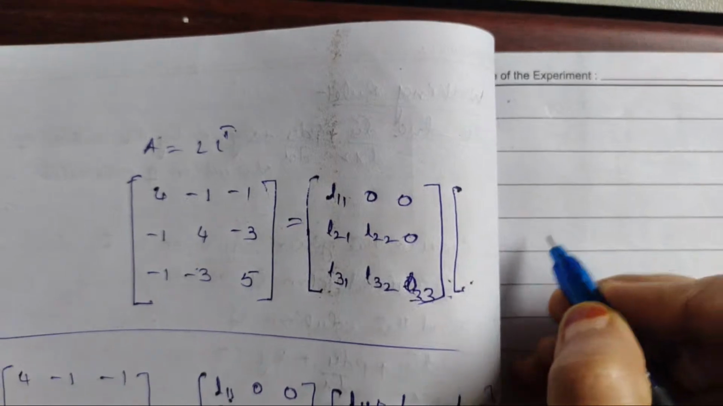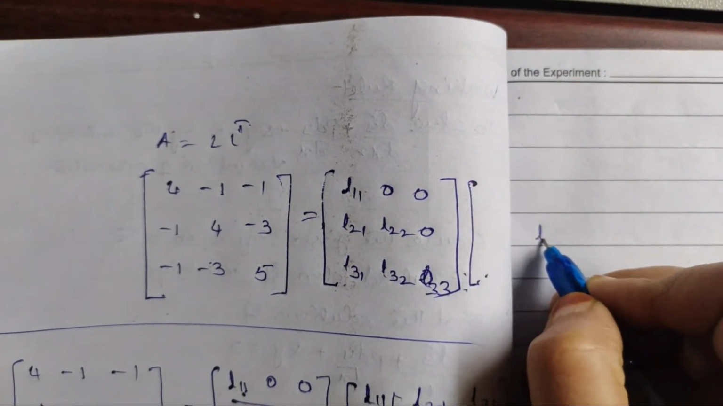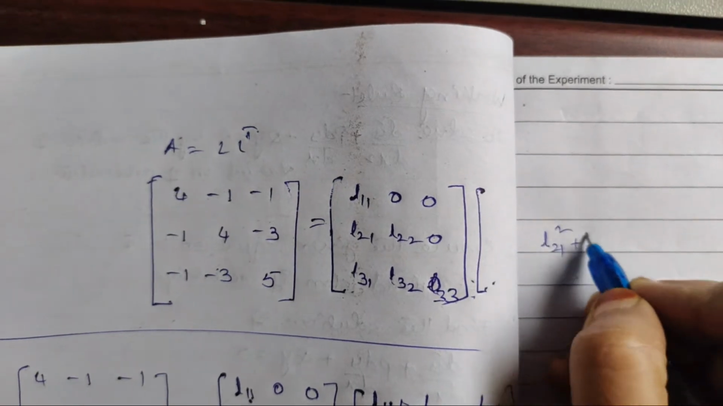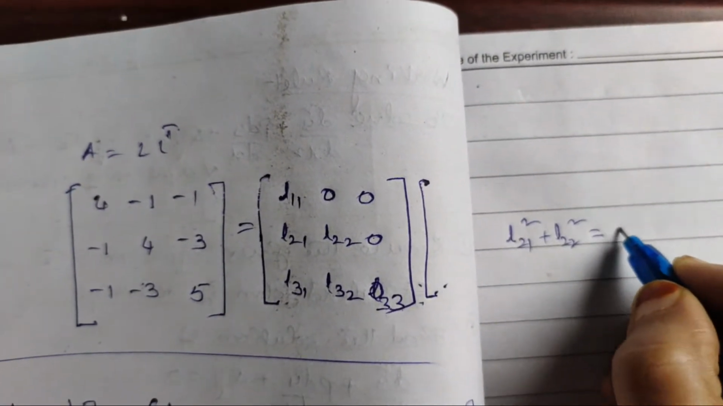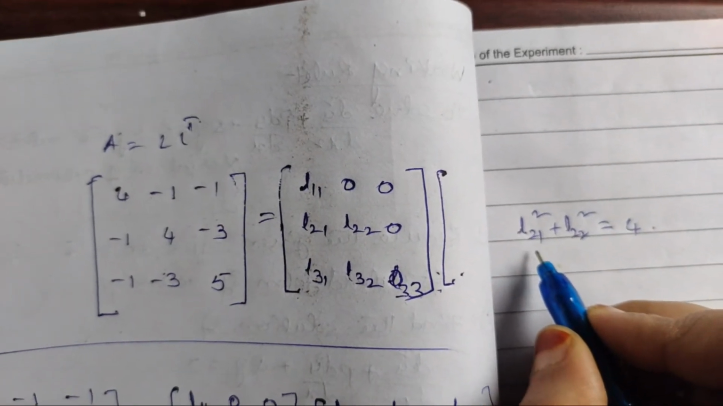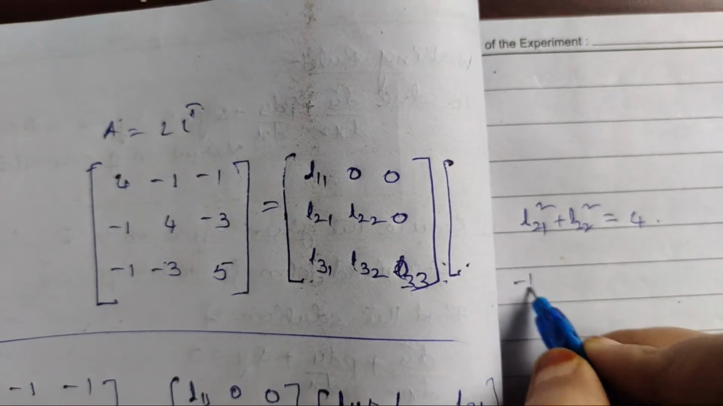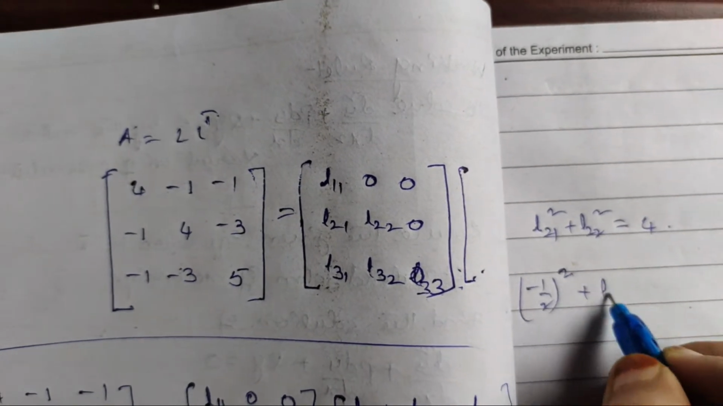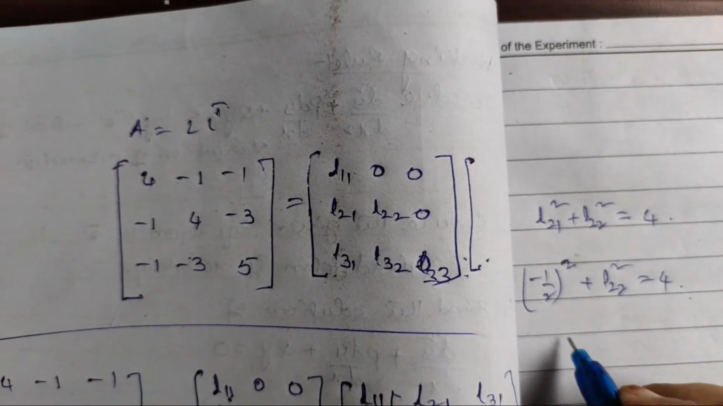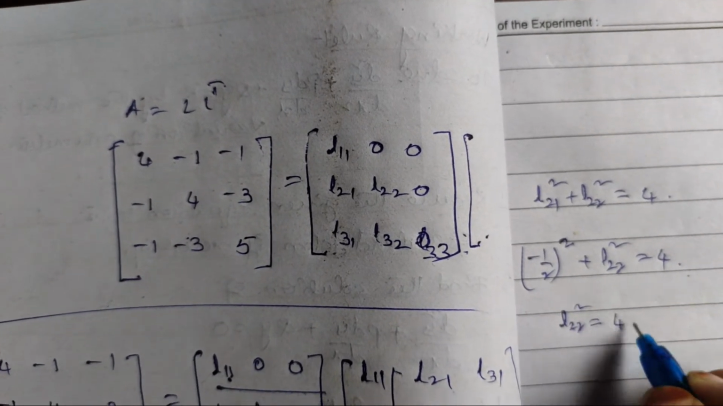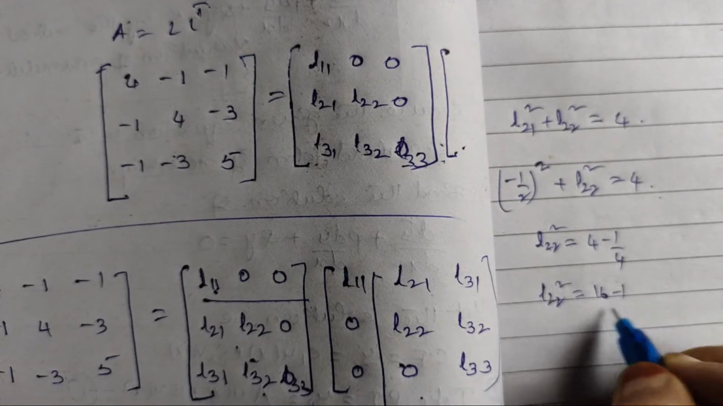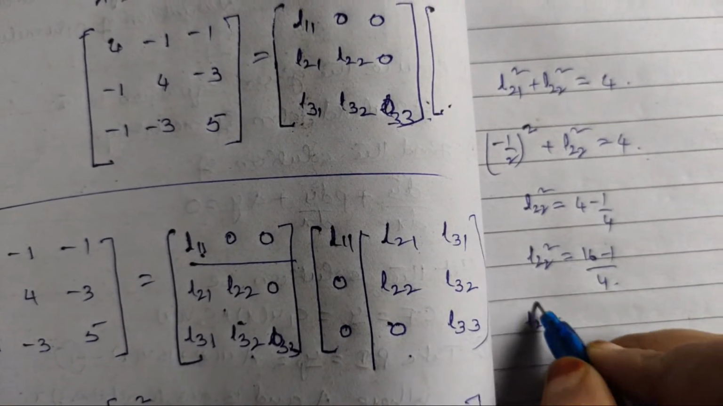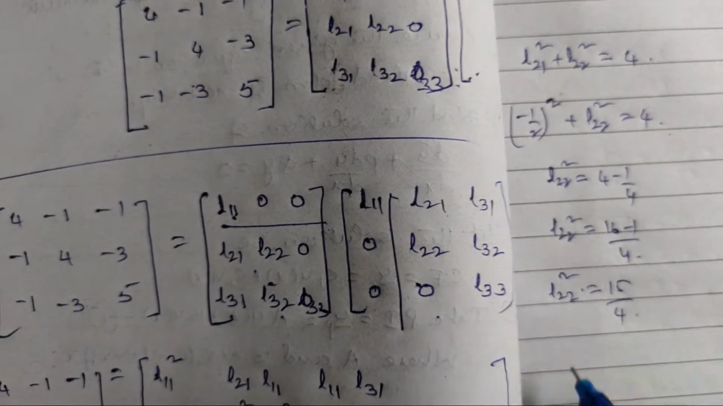So what we are going to get from there: L21 square plus L22 square, which equals, on the other side, 4. Then the L21 value we got is -1/2. So (-1/2) whole square plus L22 square equals 4. Then L22 square equals 4 minus 1/4. Then L22 square equals 16 minus 1/4. L22 square equals 15/4.